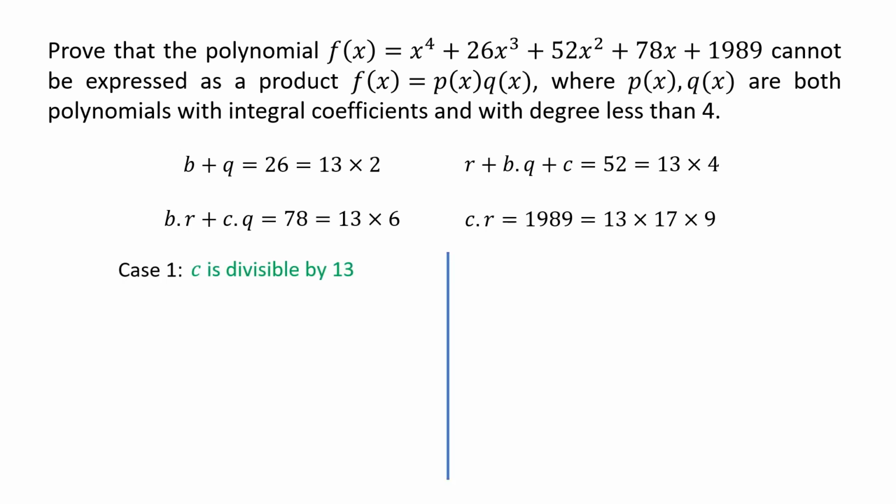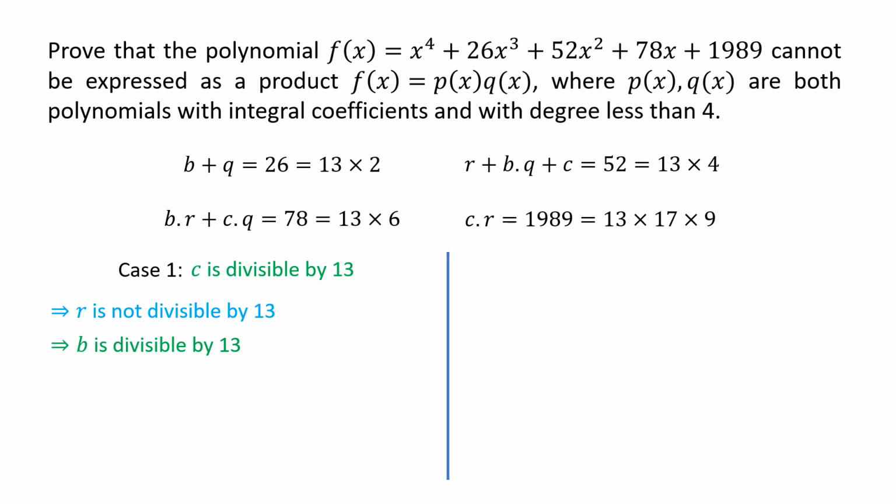that we assume that C is divisible by 13. We can deduce that R is not divisible by 13, and this is because the product of C and R is 1989, which is a multiple of 13. As C is divisible by 13, R does not have to be. We can also deduce that B is divisible by 13. This is because B times R plus C times Q is 78, which is a multiple of 13, and C is also a multiple of 13. This means that at least one of B or R has to be divisible by 13. As R is not, that means B has to be a multiple of 13.